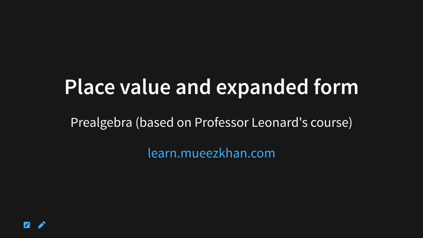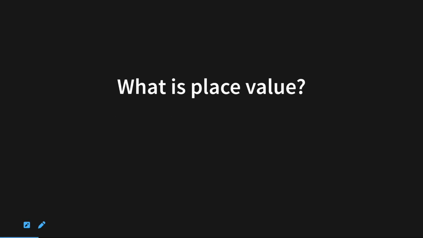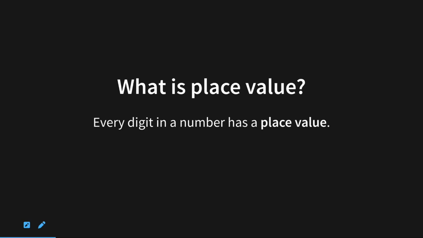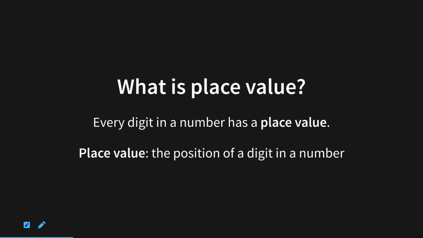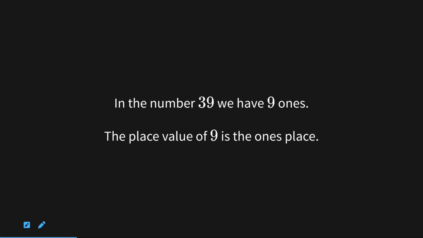In this lesson, we'll take a look at place value and expanded form. So what is a place value? Every digit in a number has a place value. The place value is the position of a digit in a number. In the number 39, we have 9 ones. So the place value of 9 is the ones place.